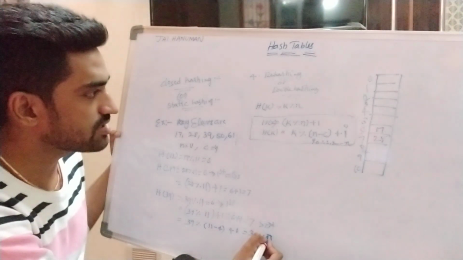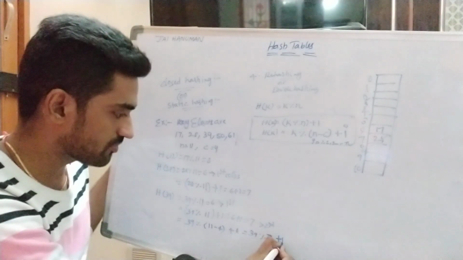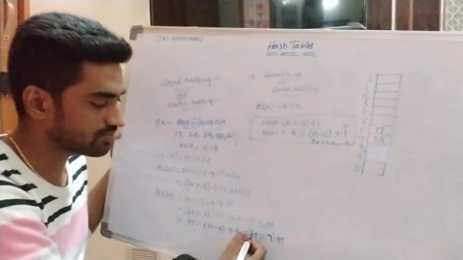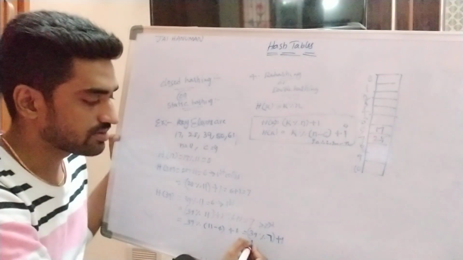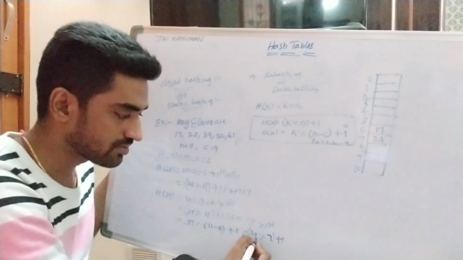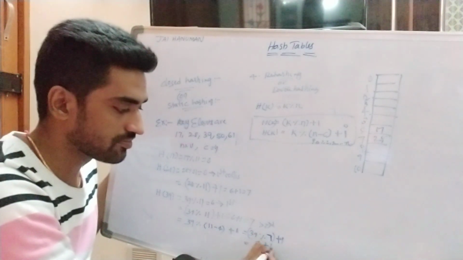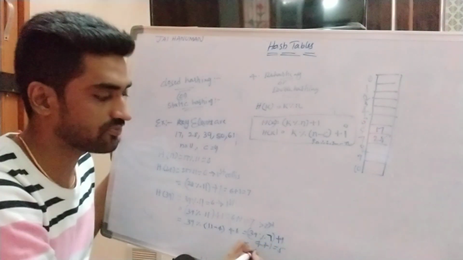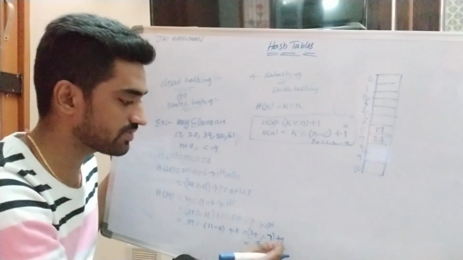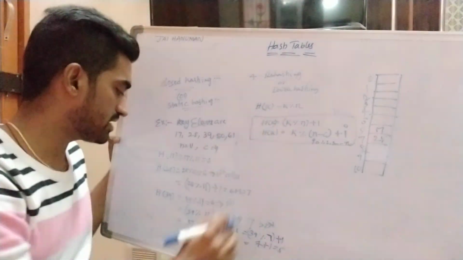So n minus c, so 7 plus 1, right? So 39 modulo division of 7, 5 sevens are 35, 4 plus 1, which is equivalent to 5. So fifth position is vacant position, no collision is occurred. So that's why directly we are adding 39 at fifth position of the hash table.